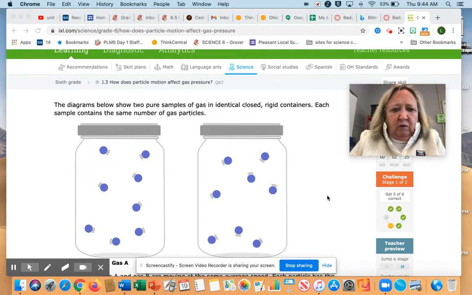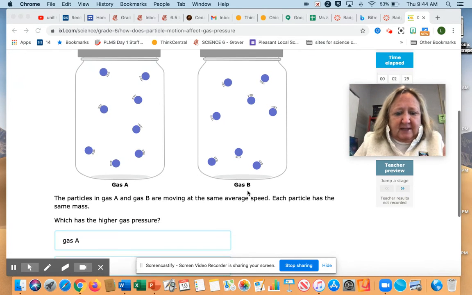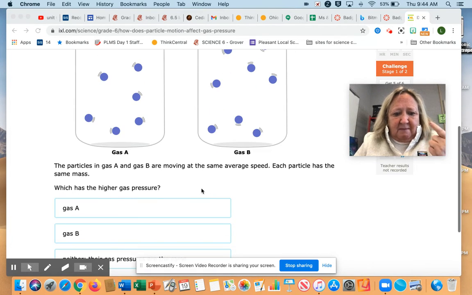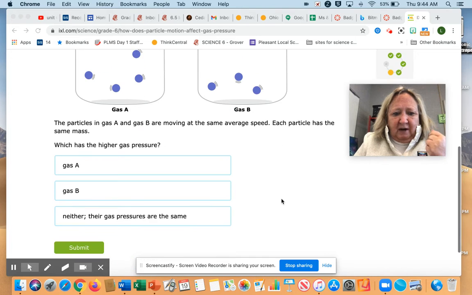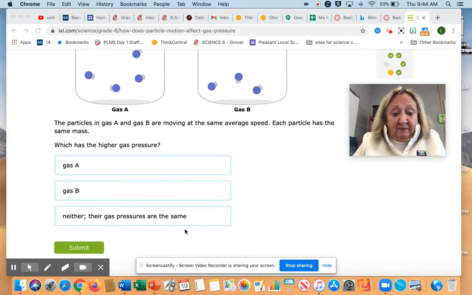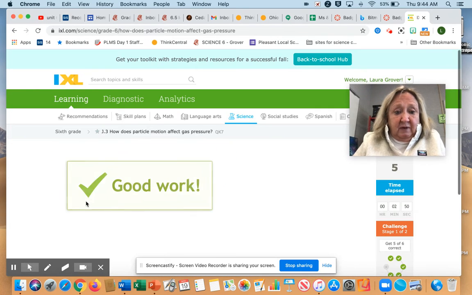Okay, so now we're going to look at two samples of gas, again in the containers. If you look at them, they're moving at the same speed. You see the two marks on each container. Okay, and they're the same mass. So if they're the same speed and the same mass, which one would have the higher pressure? Well, same speed and same mass, so it would have to be neither one of them. And hopefully that is correct.